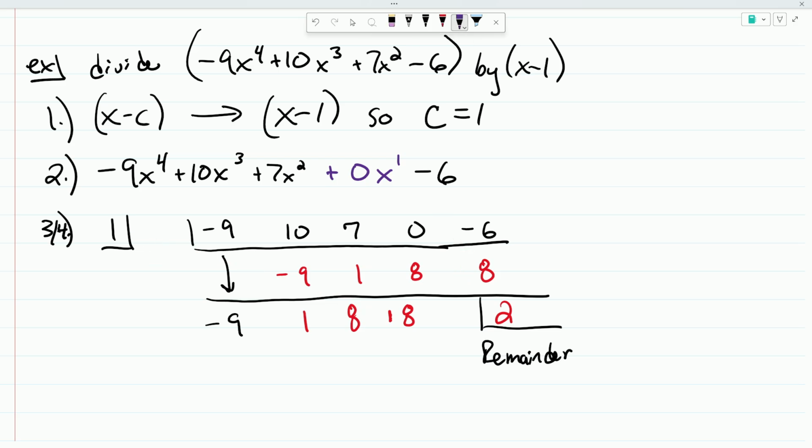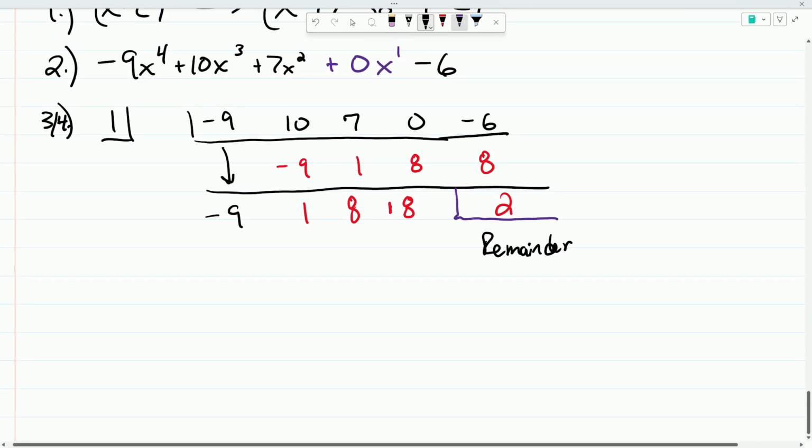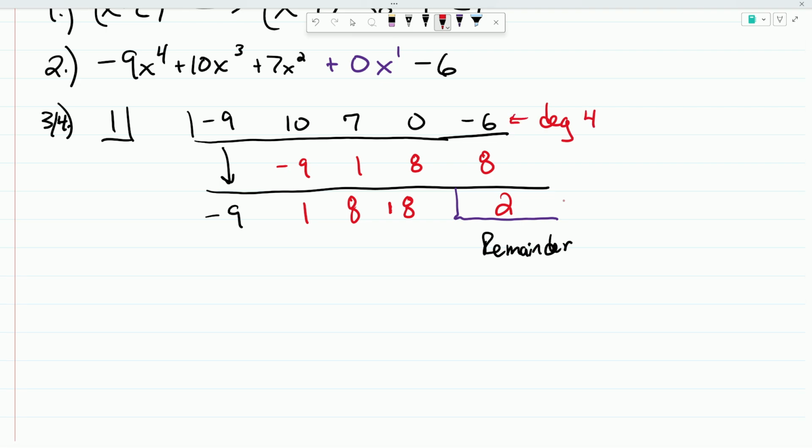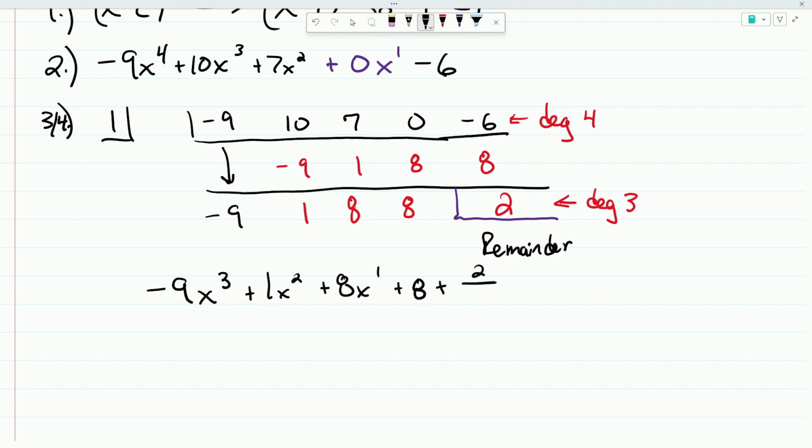I guess I can write this a little bit neater down here. There we go. That looks good. All right. So, recall. We started our dividend with a degree of 4. Therefore, our answer, our quotient, will be degree of 3. And just move left to right as you go. -9, x to the third, plus 1, x to the second, plus 8, x to the first, plus 8, plus our remainder over our divisor.